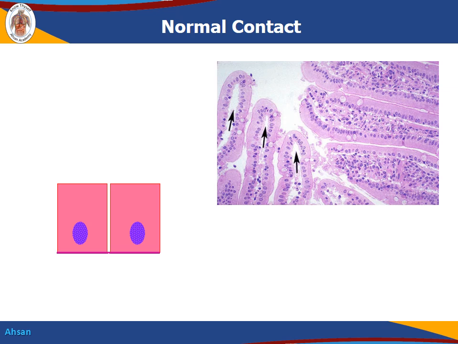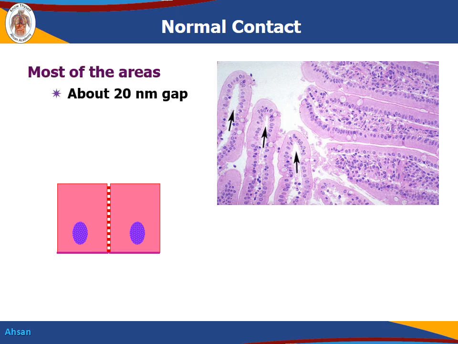Epithelial cells are very closely packed. Still, there exists some gap between the cells, and this gap is filled up with some chemical substance to maintain the adhesion between the cells. Most of the area between the cells, about a 20 nanometer gap, is maintained and is filled up with protein and calcium. This mixture works as the adhesive glue between the cells.